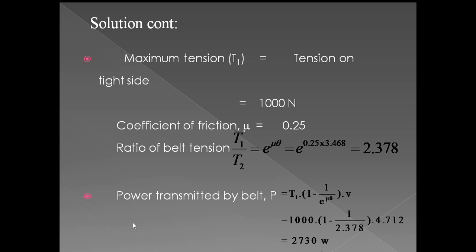Here the power transmitted by the belt P equal to T1 into (1 minus 1 by e power mu theta) into V. T1 is 1000 newtons into (1 minus 1 by 2.378) into V, which is 4.712. By substituting the values in the formula, we get power equal to 2730 watts, that is 2.73 kilowatts.